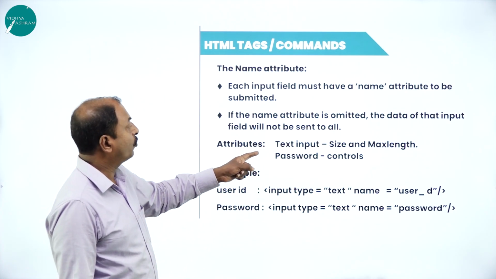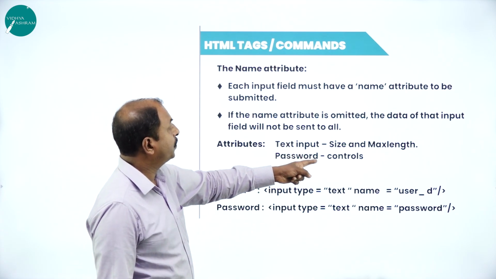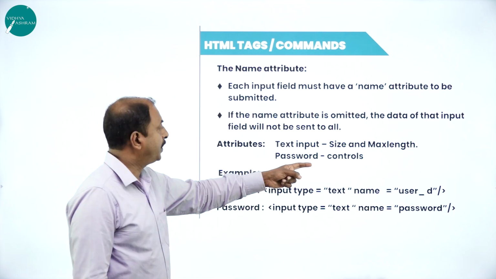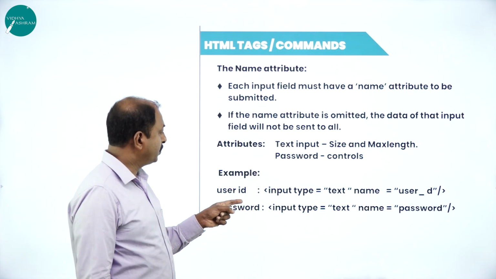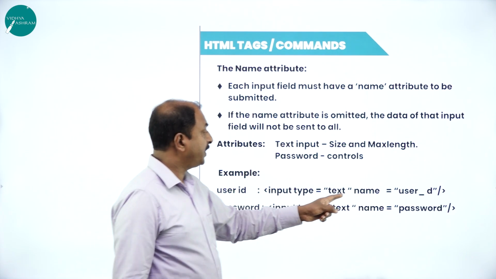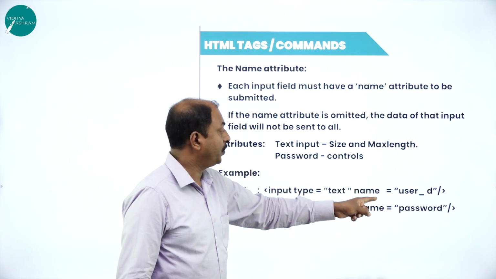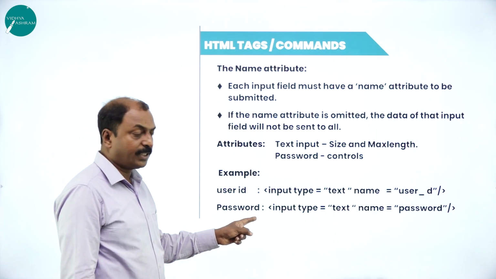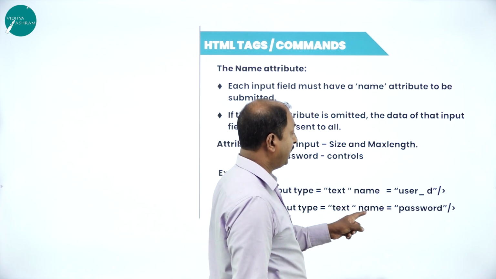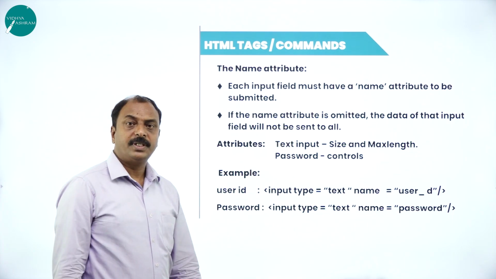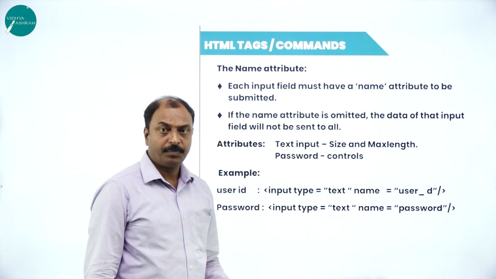And how do we use these attributes here? As we have just seen in the example: text input, size and maximum length, password controls. These are the attributes. For example, user ID: input type equals text, name equals user ID. This is the use of the name attribute. And for password, input type equals text here, name equals password. So this is an example of how to make use of the name attribute.